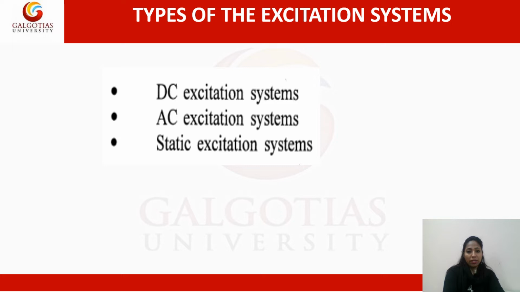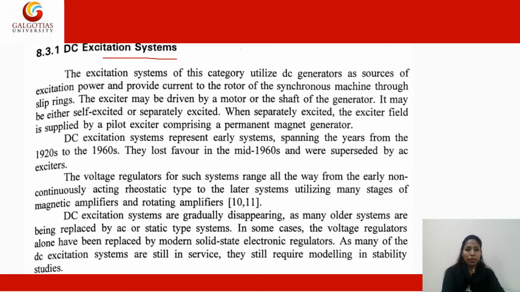Types of excitation system. There are three types of excitation system in the case of synchronous machines: DC excitation, AC excitation, and static excitation system. First, the DC excitation system. In a synchronous machine, on the rotor where the field winding is placed, a DC supply is given. It can be given by using DC generators, which can be self-excited or separately excited. When separately excited, the exciter field is supplied by a pilot exciter comprising a permanent magnet generator.